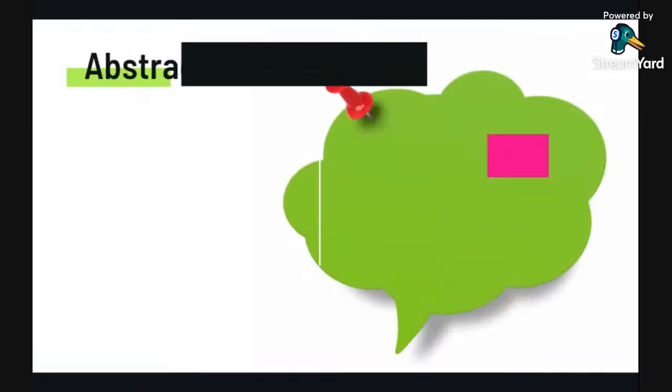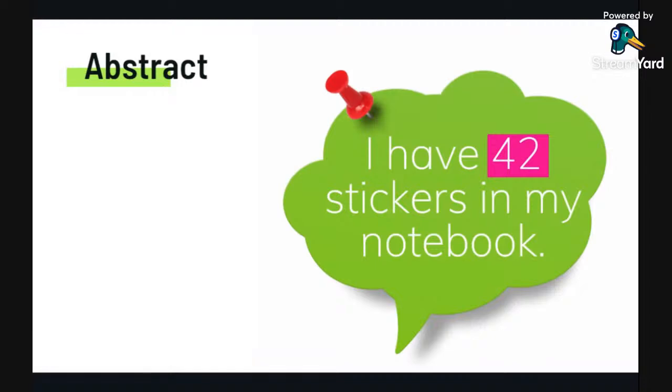Now, at the abstract level, we're talking about just numbers, just equations, just words. So I might say, I have 42 stickers in my notebook.